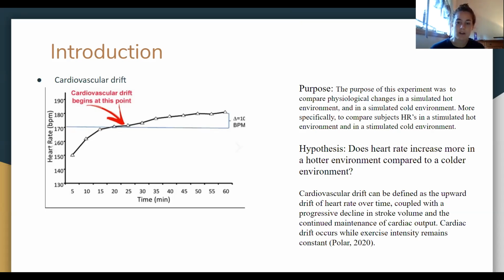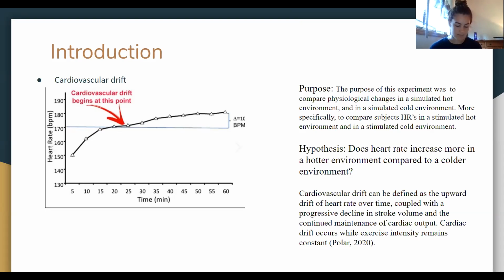And just a little background on cardiovascular drift before we really dive into this presentation. So cardiovascular drift can be defined as the upward drift of heart rate over time, coupled with a progressive decline in stroke volume and the continued maintenance of cardiac output. Cardiac drift occurs while exercise intensity remains constant. So we can see this occur 10 to 15 minutes into a constant exercise. And then this is where we may hit a plateau where both the blood and oxygen are being supplied to our internal organs and body at a constant pace or effort.